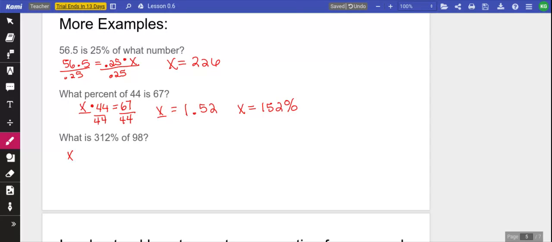What, so X, is equals 312%, which would be written as 3.12 because I only move it 2 places. Of means times 98. And on this one, X is already by itself. So I type in 3.12 times 98, which is 305.76.